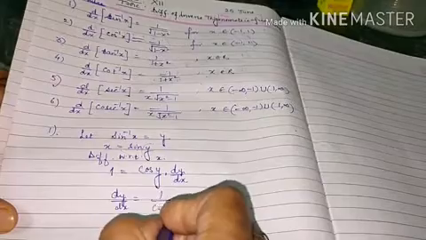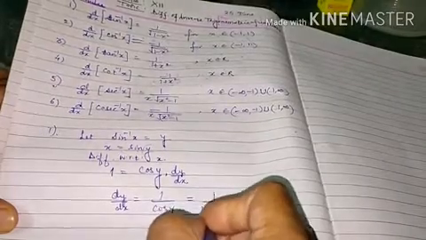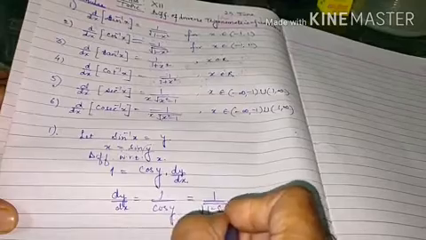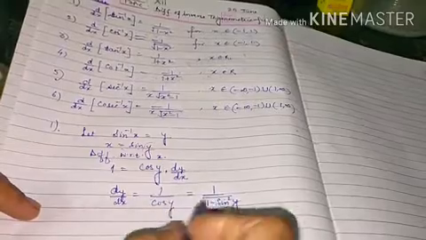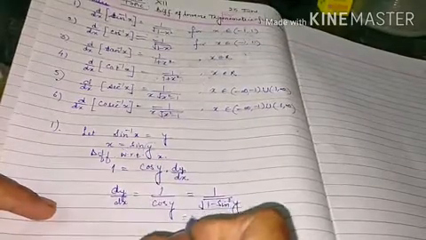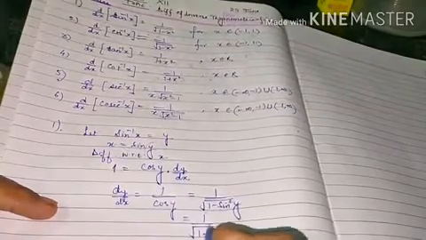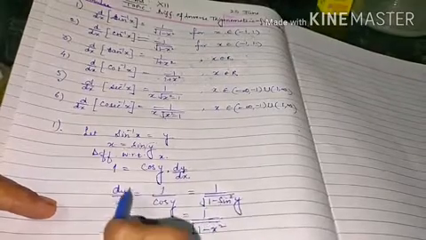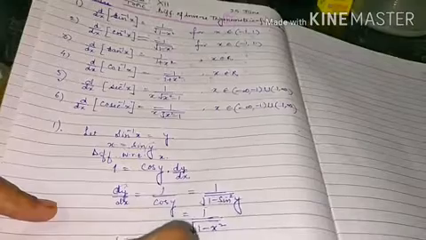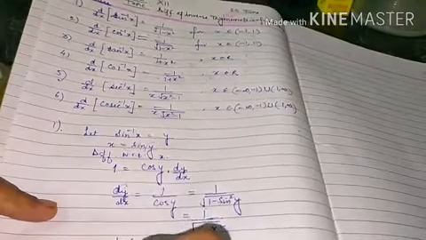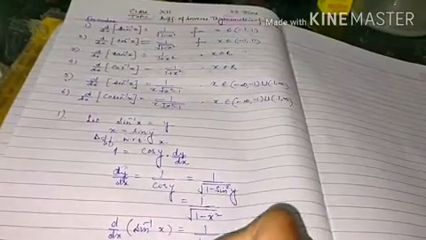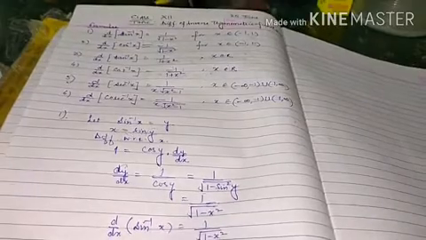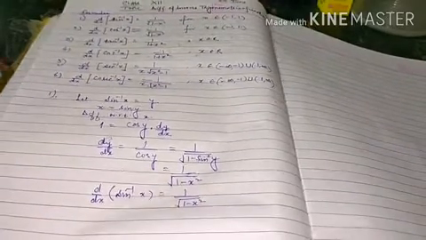1 upon cos y, and cos y can be replaced by root 1 minus sine square y. Then 1 minus sine square y means root 1 minus x square, so we have 1 upon root 1 minus x square. And y is what? Sine inverse x. So d by dx of sine inverse x equals 1 upon root 1 minus x square. In the same manner, you can prove the remaining ones.